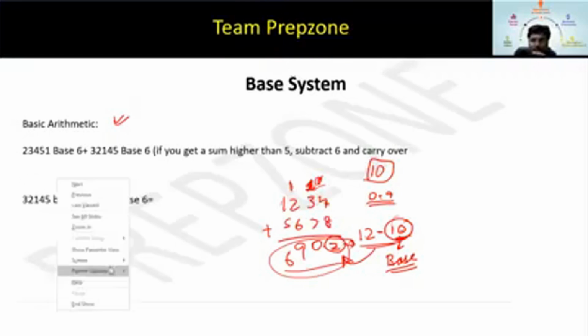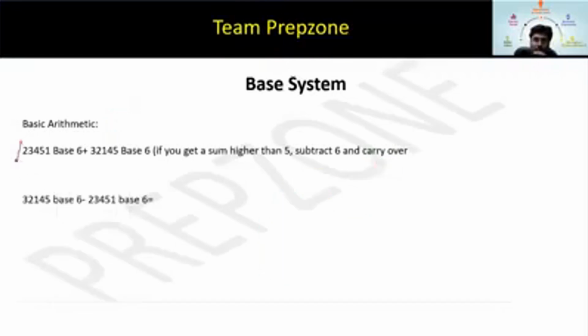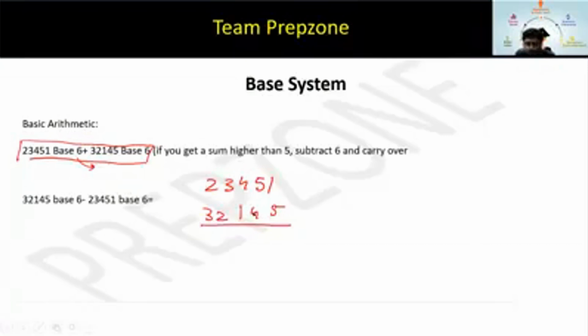Suppose you want to add in base 6, then what will you do? See this question. 2, 3, 4, 5, 1, adding it to 3, 2, 1, 4, 5. Try this question, guys. Tell me the answer. Just add this question in base 6. These both are in base 6. Add these numbers. Simple addition.